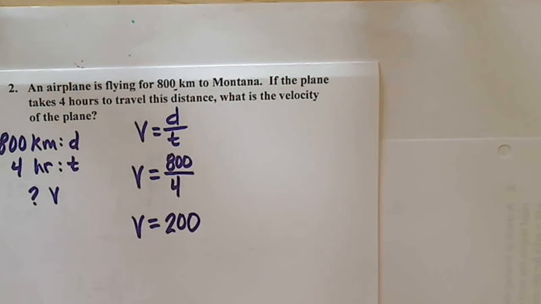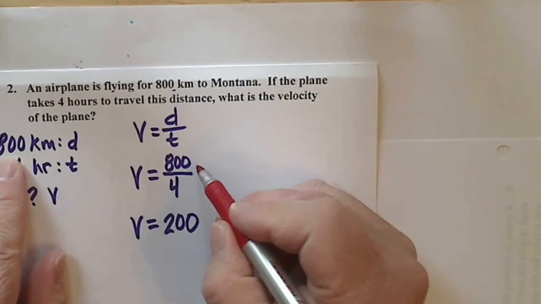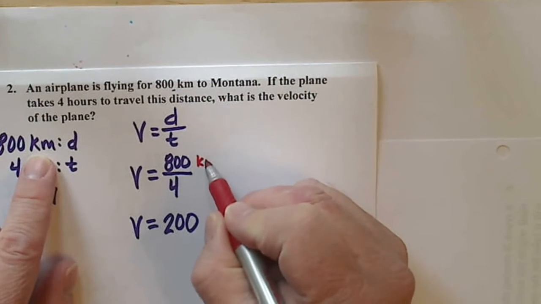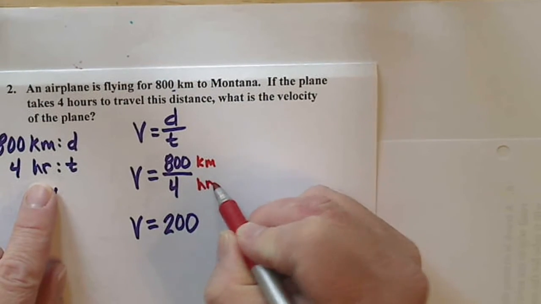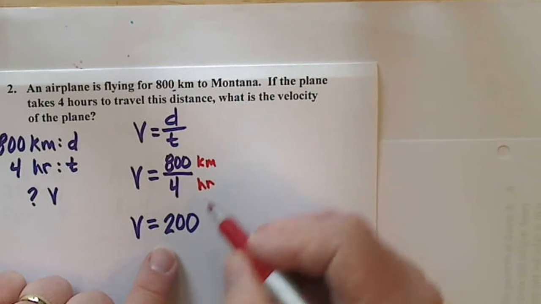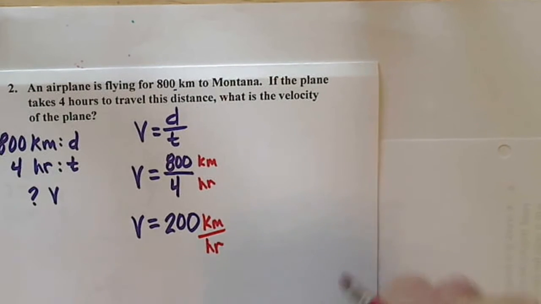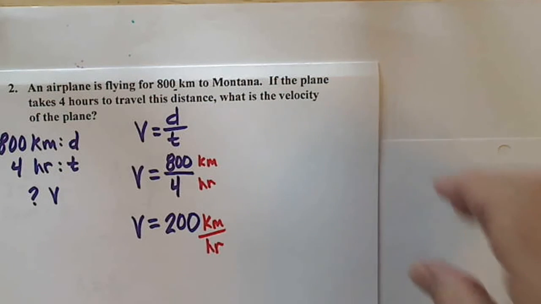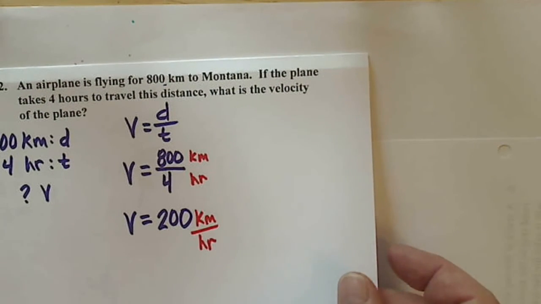Okay, now let's take a look at these units. We're going to put the units back in. By the 800 right here, it goes kilometers. And then down here by the 4 is hours. So we're going to put hours down there. So our answer is going to be kilometers divided by hours. So our answer is 200 kilometers per hour. That's how fast our airplane was flying. That's a pretty good speed. That'd be about a twin engine turboprop or maybe a slow jet or something.